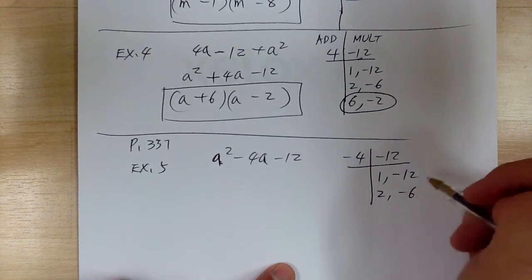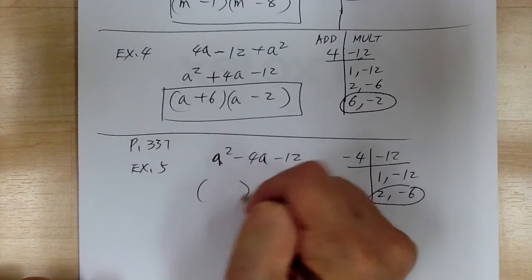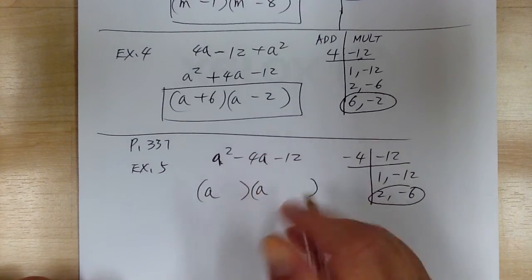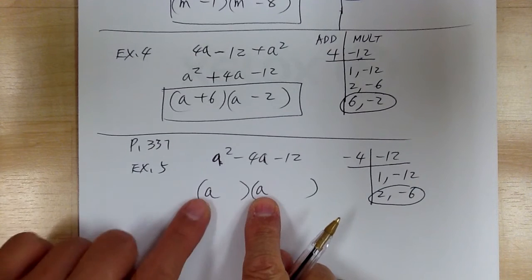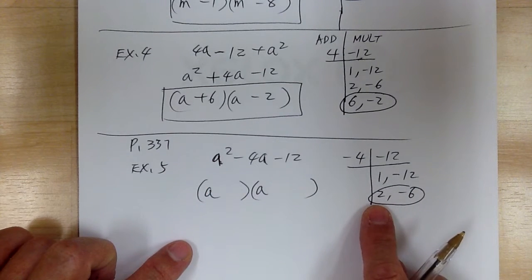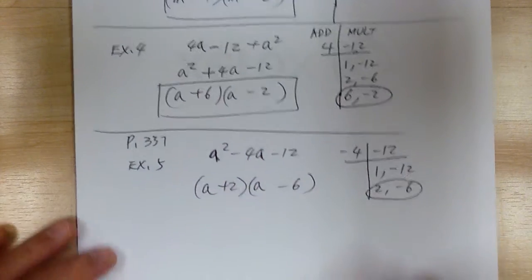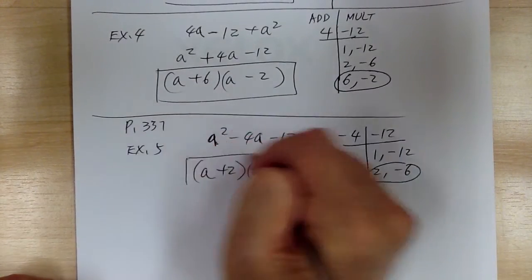So again, it's fast if you just go down in order, 1, 2, 3, right? Okay, so in this case, you're going to get an a and an a, right? So this came from the FOIL method, right? To get the f, right? The first term. Now over here, you got positive 2, negative 6, right? So it would be plus 2 minus 6. And that's it.